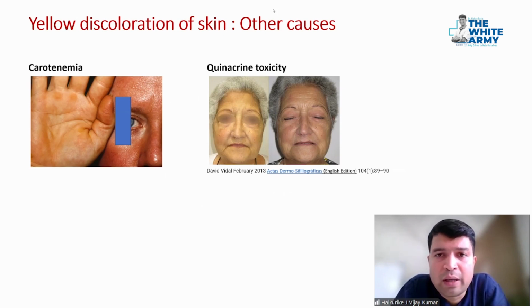Carotenemia, when it has to be differentiated from jaundice, the pigment specifically occurs in the palmar creases, nasolabial folds, forehead, and other places. Sclera will always be spared in carotenemia. So it is just a theoretical differential diagnosis. Clinically, it's very rare to see these entities. And quinacrine is an old antimalarial which is not used nowadays. I don't think we have seen any quinacrine toxicity.